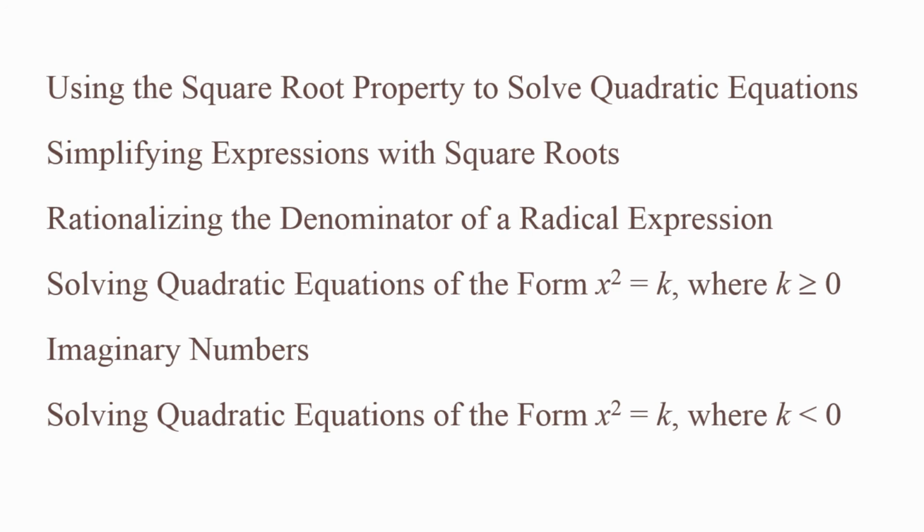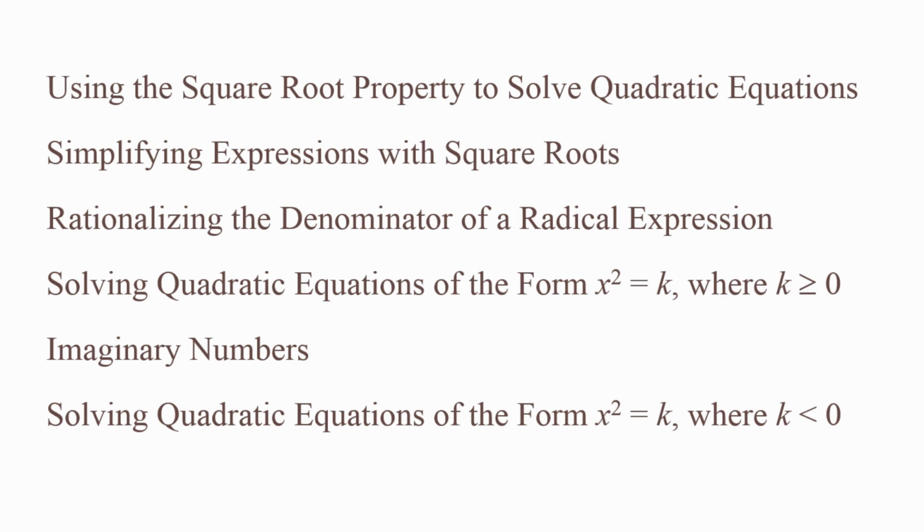Solving quadratic equations in the form of x squared equals k, where k is greater than or equal to 0. Take the square root of both sides, and when you take your square root of k, it's going to be plus or minus the square root of k. And then you solve as you normally would.